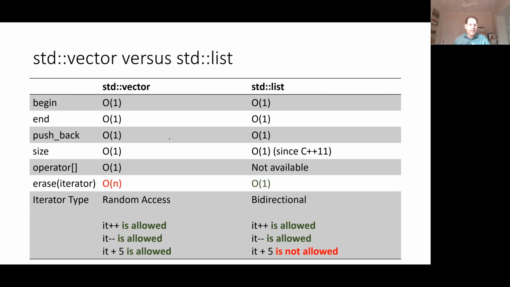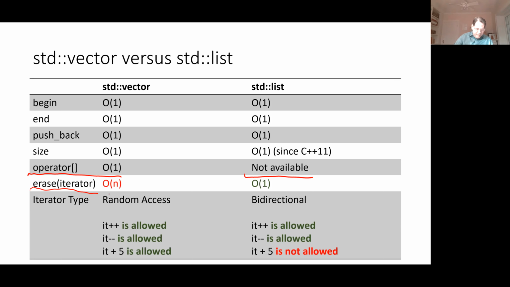And this just summarizes that. Okay, so begin and end are always fast for both vectors and lists. Push back, so growing, is fast for both of them. Size is actually fast for both of them. Square bracket operator implies random access. It's fast for a vector and it will not compile for a list. The reason it won't compile for a list is coding it would be kind of bizarre and it would be really slow because a list does not provide random access, so it just will not compile to prevent you from trying to do silly things.